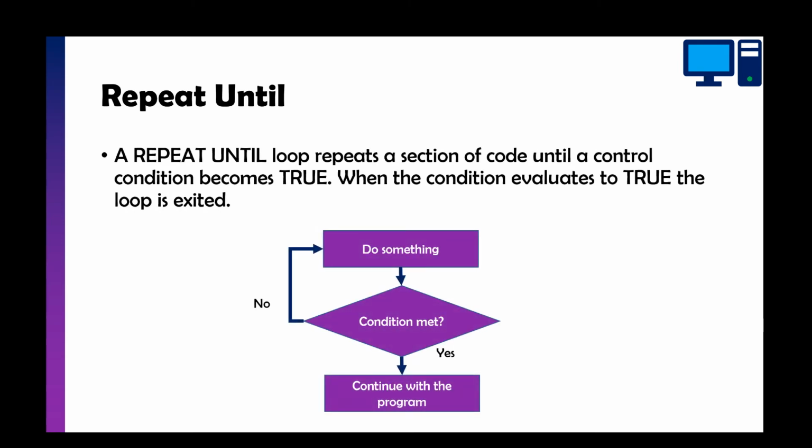So a repeat until loop repeats a section of code until a control condition becomes true. When the condition evaluates as true, the loop is exited. So we do something, we check if the condition's met. If it has been met, we continue with the program. Otherwise, we'll go back to the start and check again.